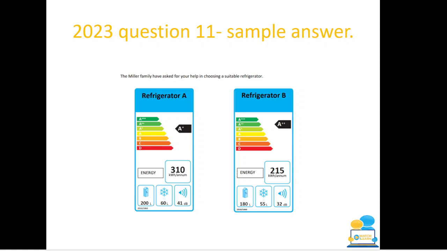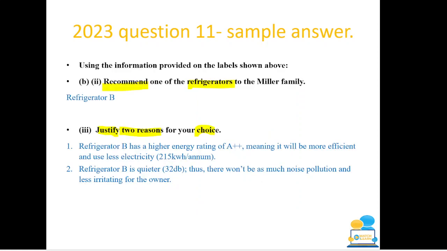If I was a student, you learn labels in class, but what I'm trying to say is that it's not something you'll have learned off by heart. This will be the first time you'll have seen this when you're doing your exam. So this is why you highlight the key information. Refrigerator B is quieter at 32 decibels, thus there won't be as much noise pollution and it's less irritating for the owner. So this is my sample answer. You should pause there to check the amount of detail required.